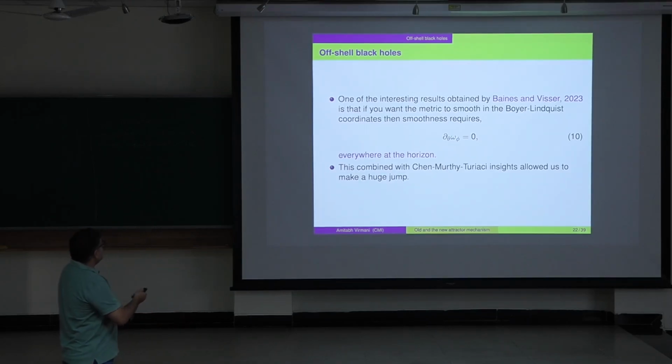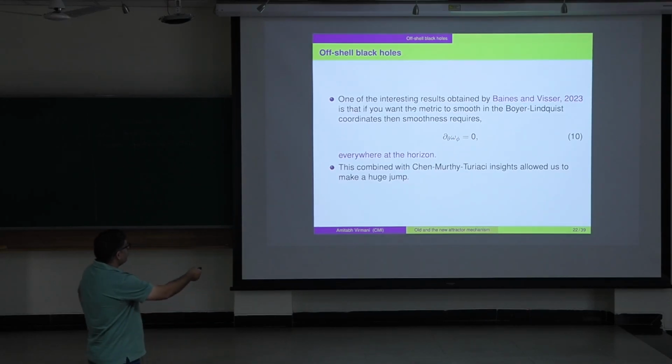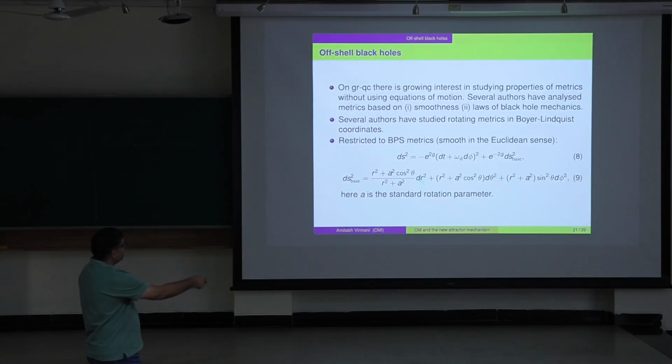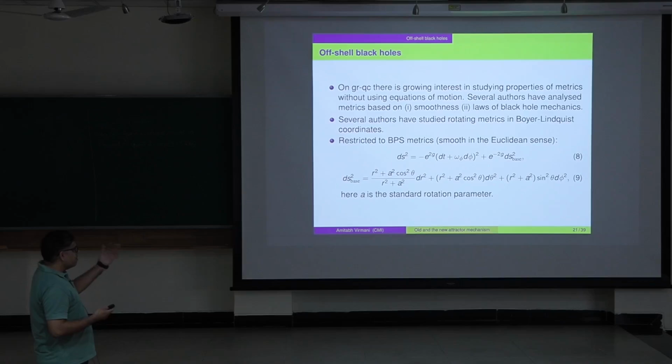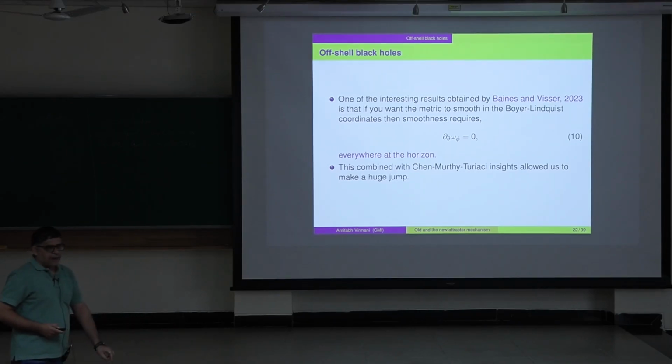One of the very interesting results that came out of this literature was shown by these authors, Bena and Wiseman in 2023: if you want the metric to be smooth in the Boyer-Lindquist coordinates, then you must require that the partial theta derivative of omega phi is exactly 0, and this is 0 everywhere on the horizon. So let me repeat. A general metric can be written in this form without assuming any equations of motion, and then you demand that this metric should be smooth, and that gives you a condition that partial theta omega phi must be 0 everywhere on the horizon. That means omega phi is constant.